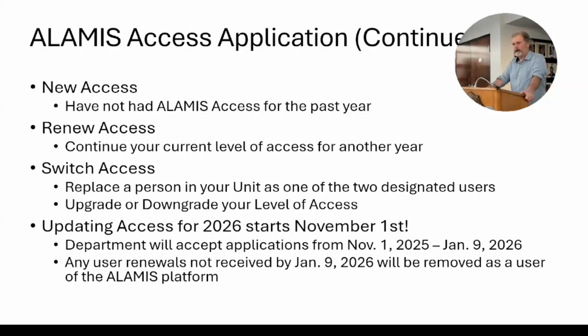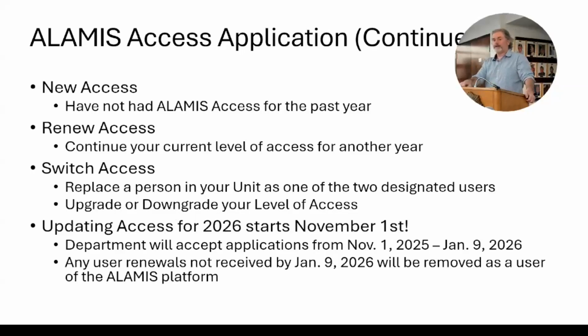Okay, so think of it like an enrollment, right? So on November 1st, the department will start accepting applications, and we will accept those applications from November 1st, 2025 to January 9th, 2026. Every year it's going to be that window. It's probably going to be that 1st of November till the 2nd Friday in the new year. Because what National does is then they get a hold of me and they say, Mike, here's our list of everybody we have in ALAMIS. If anybody is on this list that shouldn't have access, we're going to assume that everyone on this list is supposed to have access. We're going to charge the department for their access.